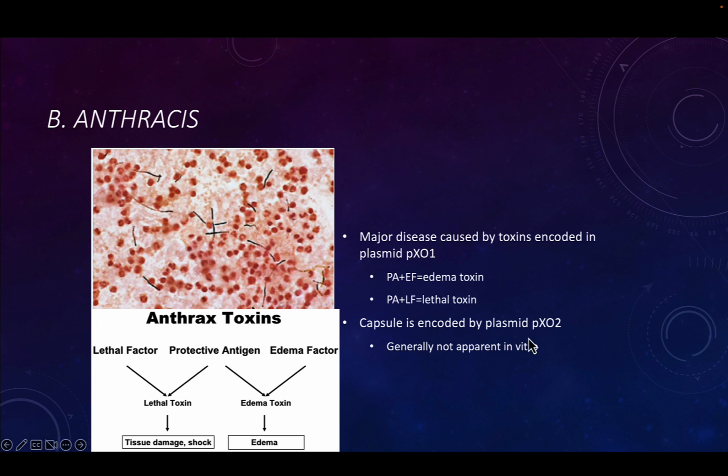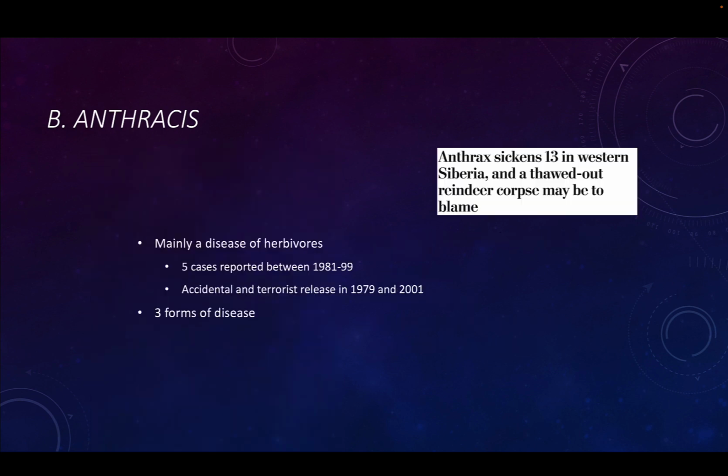There is another plasmid called pXO2, which allows Bacillus anthracis to form a capsule. But this has been really tricky for scientists to study because the capsule generally doesn't form in vitro. It only forms in vivo. So scientists haven't quite yet figured out how to get the capsule to induce in vitro. Anthrax is mainly a disease of herbivores, so that's part of the reason it persists in the environment, because it infects things like cattle and reindeer.